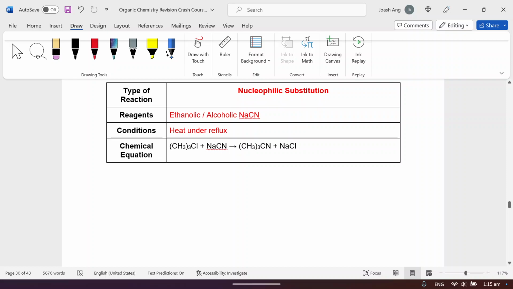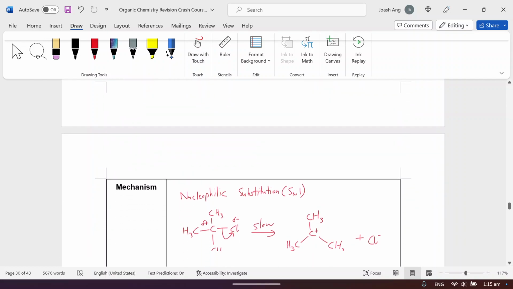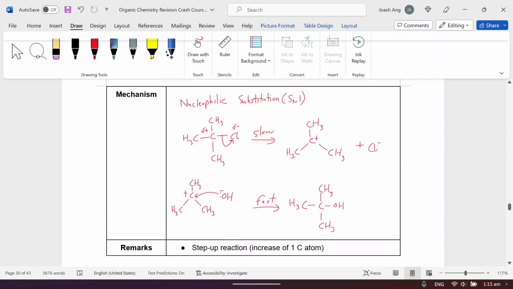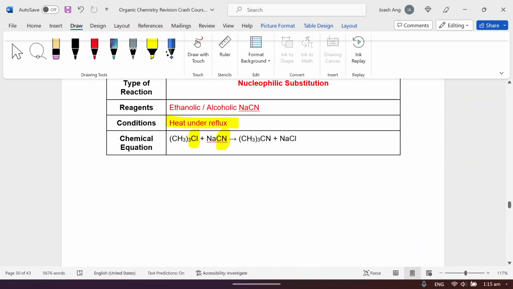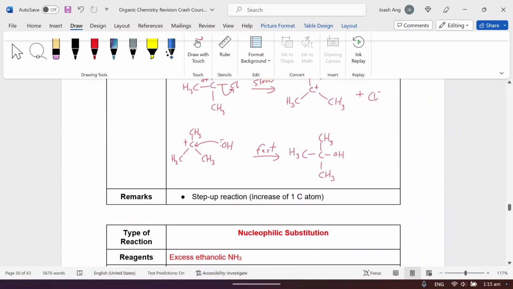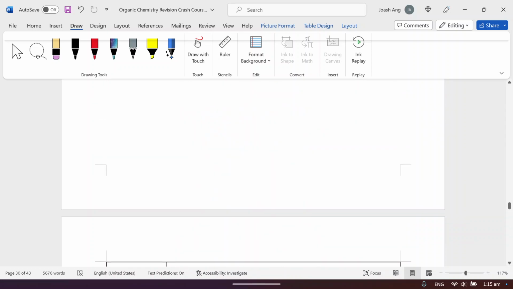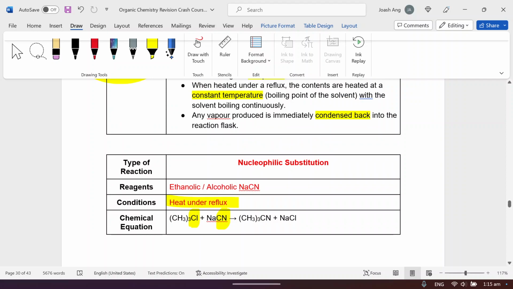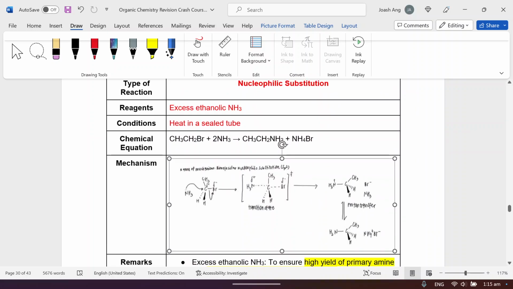So next part, alcoholic or ethanolic NaCN, where the Cl is being replaced by the CN. Okay, simple as that. Heat under reflux is the same thing. The mechanism I'll go through later, but the remarks portion, because CN, we are adding, we can see this reaction as a step up reaction. So whenever you want to add more carbon atoms, always look at CN, so your nitriles.